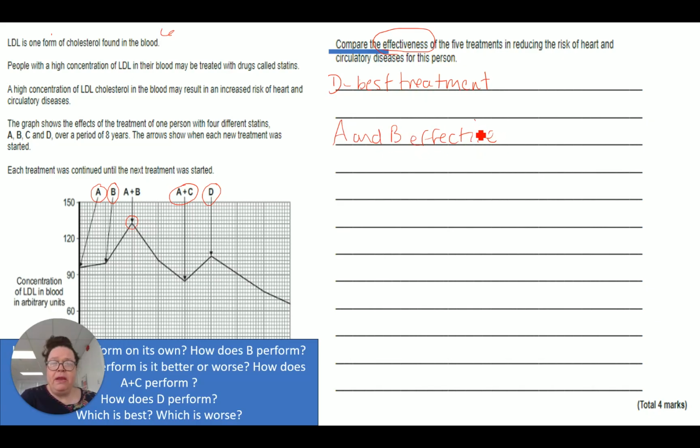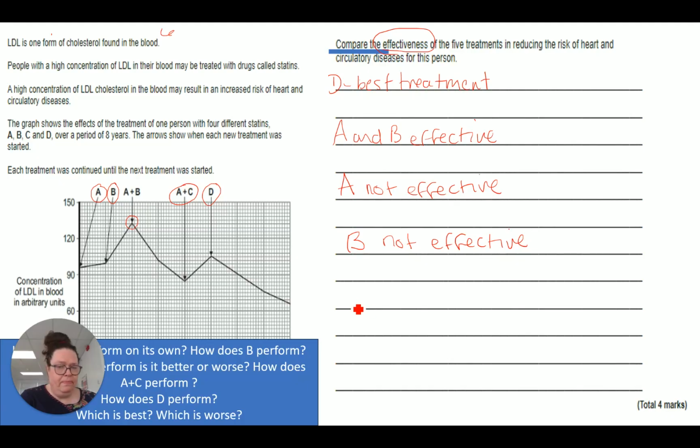We'll do the mark scheme in a minute. I'm just jotting down ideas at the moment. Was A effective at all? No, because it's put the LDL cholesterol up. So A on its own, not effective. Okay. B on its own, not effective. A and C not effective.